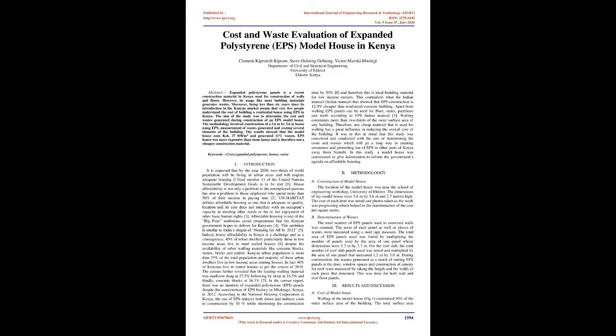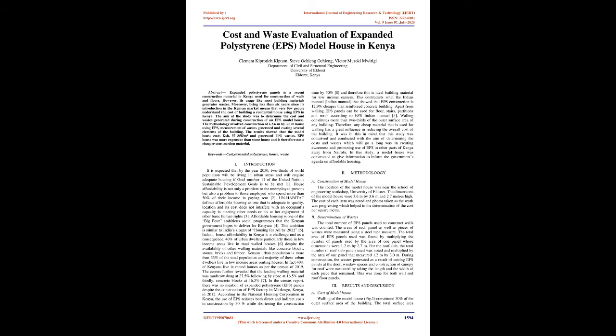The census further revealed that the leading walling material was mud/cow dung at 27.5%, followed by stone at 16.5% and thirdly, concrete blocks at 16.3%. In the census report, there was no mention of expanded polystyrene, EPS, panels despite the construction of an EPS factory in Mulongo, Kenya, in 2012.